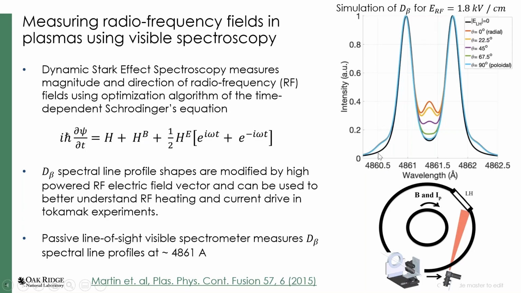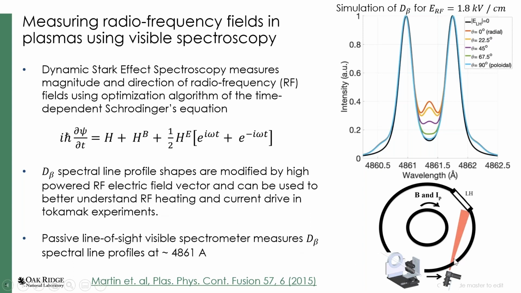A simulation of that is shown on the top right for various angles. You can see that in different colors, which represent different angles, the shape and the curves are very different. And this is done on what is known as the D-beta spectrum. This measures the intensity as a function of visible wavelength. This type of spectral shape profile can be measured using what is known as a visible spectrometer.